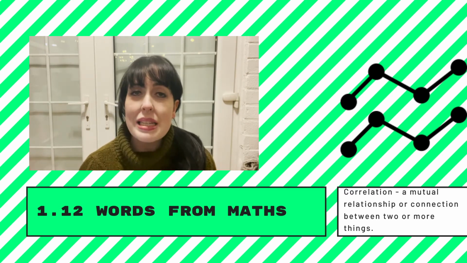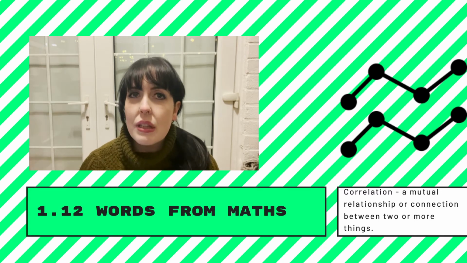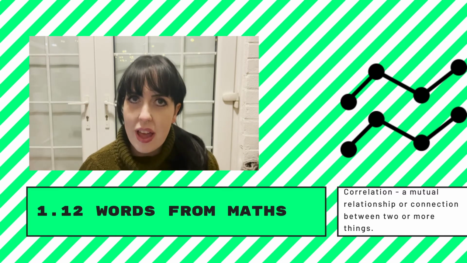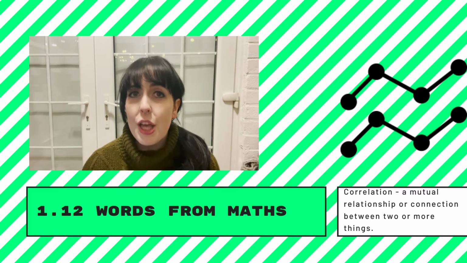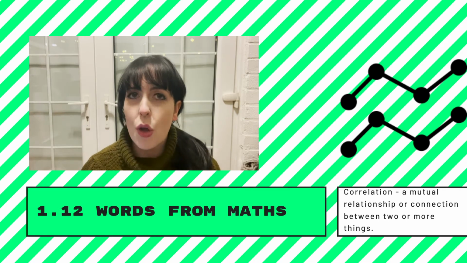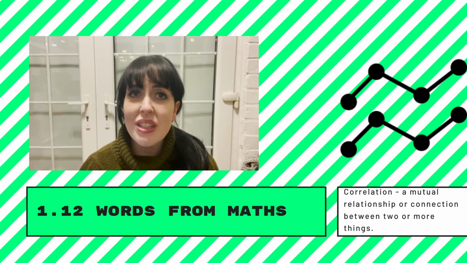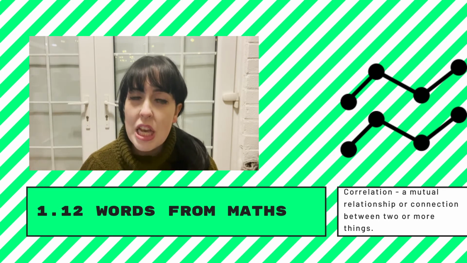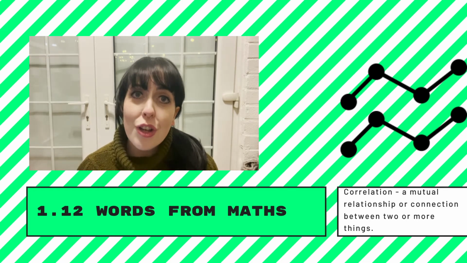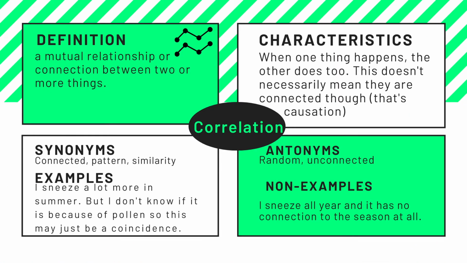If you see a pattern on a graph and you think that there's a possibility that the two things are connected, that the two factors have some kind of impact on each other, until you have proof of that, you don't have causation, it's simply a correlation. And sometimes correlations are just coincidence. So let's have a look at our Frayer model for correlation. As we've already said, our definition is a mutual relationship or a connection between two or more things.